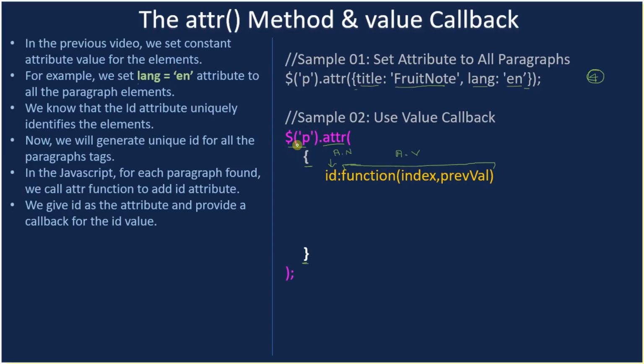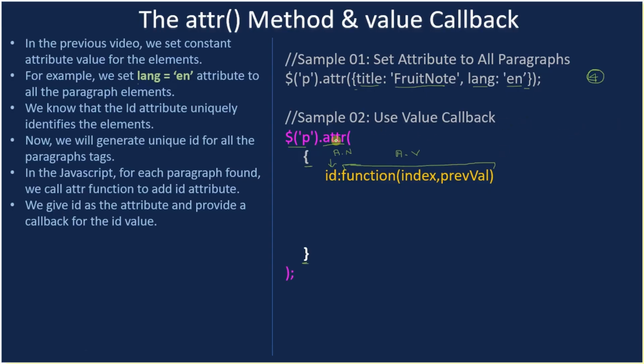It will be given by this value callback function. Remember, this $p is an array of JavaScript objects. It can select multiple paragraphs, right? That's why to this function we are passing the index as well as the previous value. So the attr function will get these and give them to you when you use the callback function, right? That's the expected syntax for the attribute. You can pass a second parameter as a callback function, and when you pass a callback function, provide this two parameter function. The first parameter will receive the index value and the second one will receive the previous value.